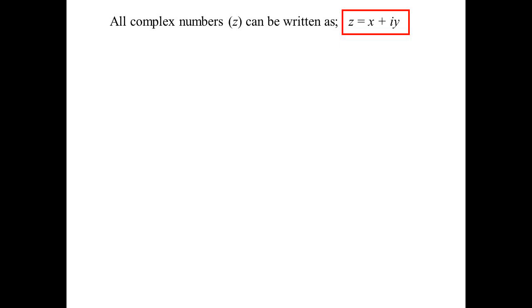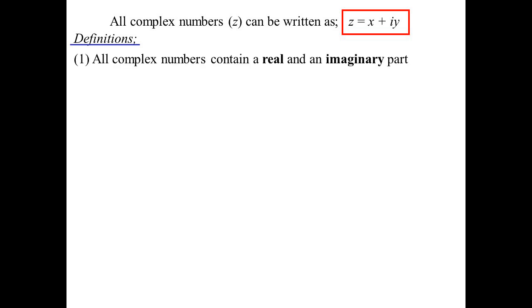Every complex number can be written in this form: x plus iy. What are these bits? We have a real and imaginary part. The real part is the bit without the i. So x, that will be a real number. So that's the real part. The imaginary part is the bit with the i. Now, y is still a real number.